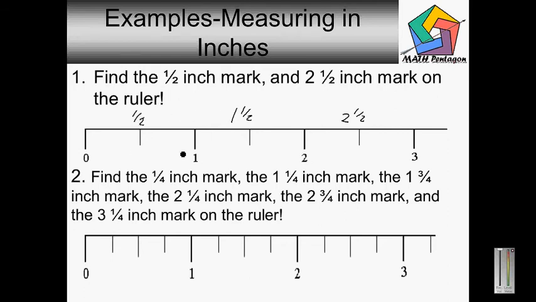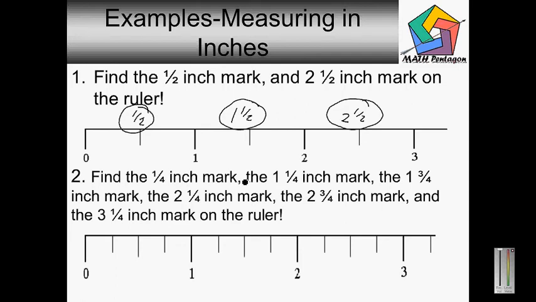So it's basically between the 0 and the 1 is half. Between the 1 and 2 is 1.5, and between the 2 and the 3 is 2.5. Okay, let's go to the next example.